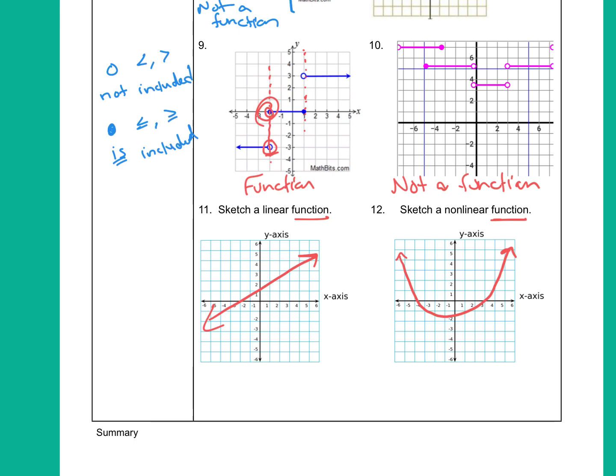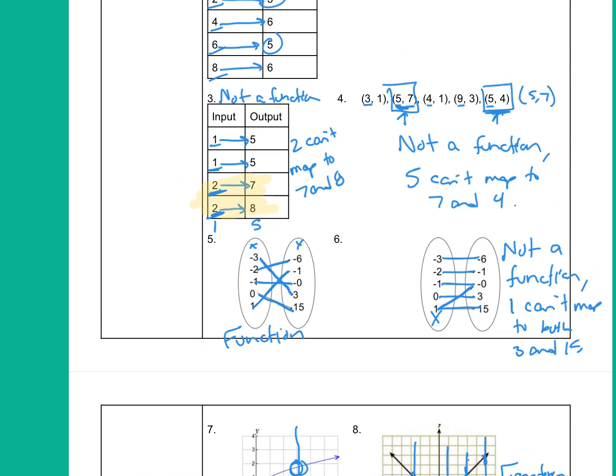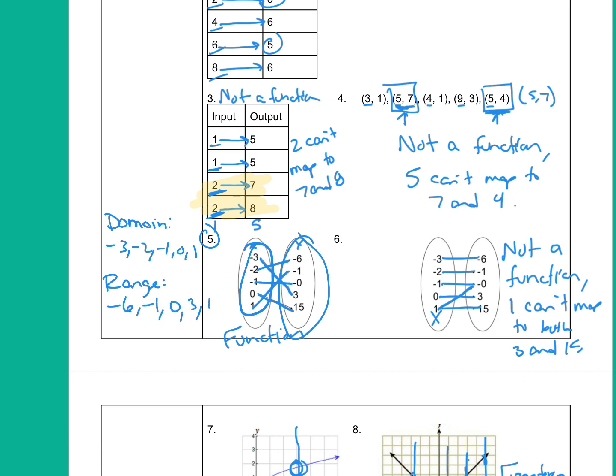And then I want to go over one more thing. If we go back up to, let's look at number 5. We talked about domain and range, but we didn't really do an example of that. So let's look at number 5, an example of domain. If it said list the domain, I would simply list all these x numbers. So I'd say -3, -2, -1, 0, and 1. I'm just listing all these x values. And then if I want to list the range, I'm just going to list all the y values. So the range would be -6, -1, 0, 3, and 15. So I'm just listing out only the x for the domain and only the y for the range, and just making a list with commas.